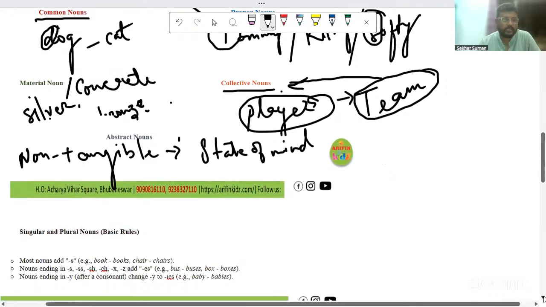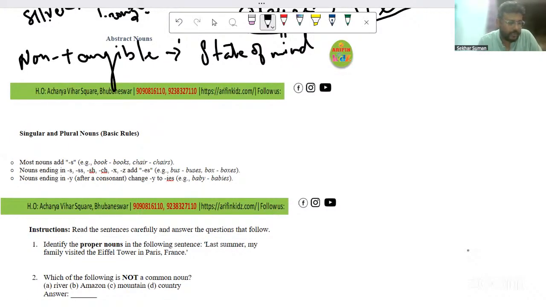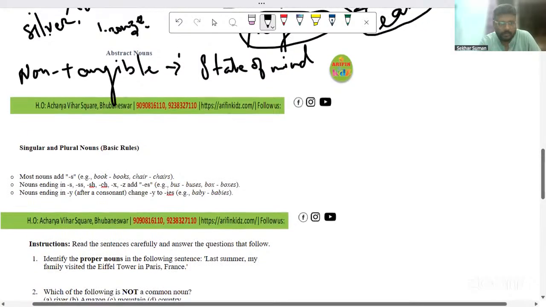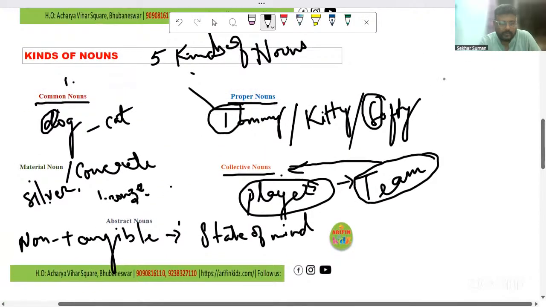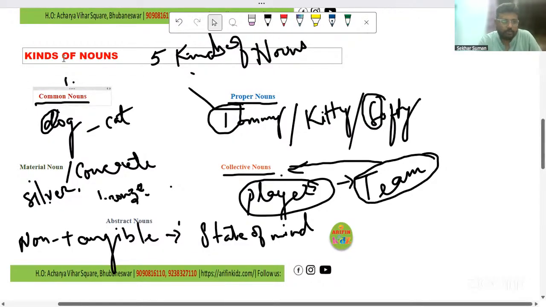Moving ahead with the singularity or plurality of the nouns. Purbi says I cannot understand. So basically, Purbi, there are five kinds of nouns. Once again, let me give you the idea. Those who have understood, there are five types of nouns: common noun, proper noun, material or concrete noun, collective noun, and abstract noun.